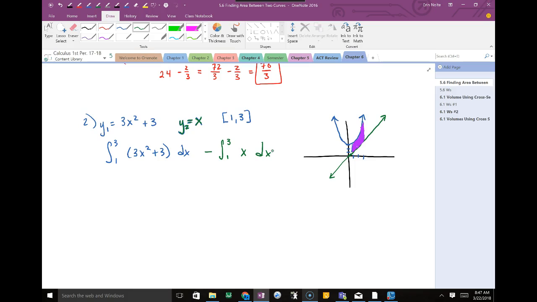Okay, so now to make this easier algebraically, since they're both between 1 and 3, I'm just going to make this one integral from 1 to 3 of my top function minus my bottom function.